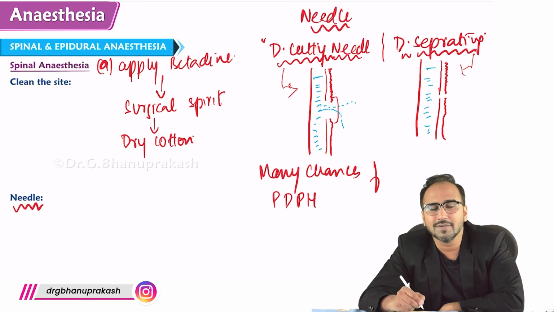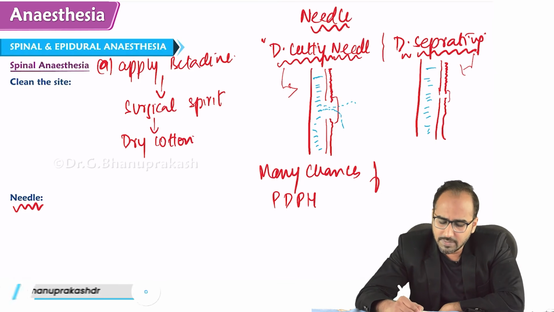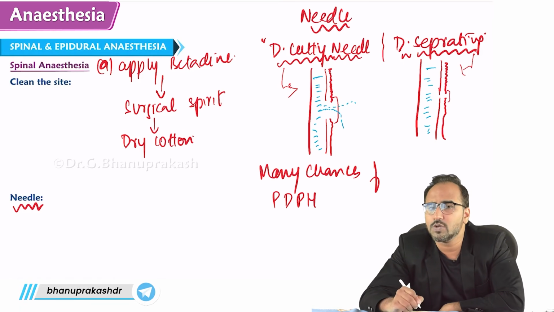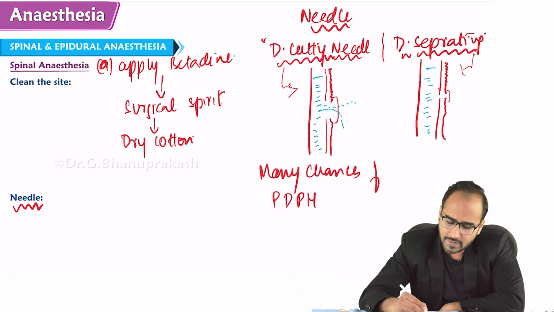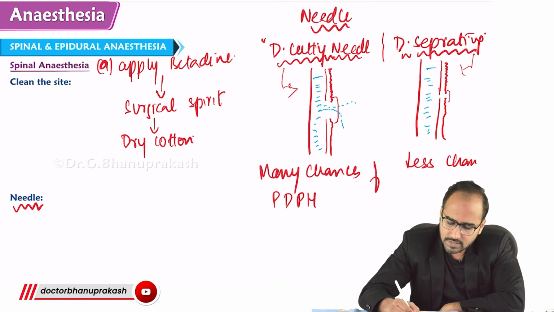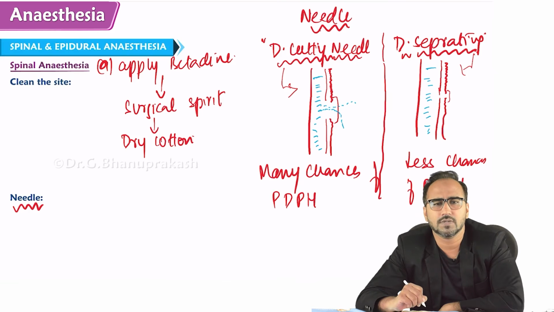But if you are using dura separating needle, just look over here, guys. How's the damage to the dura? It is very less. If the damage to the dura is less, it will heal easily also, and there will be no leak of CSF. Hence, the chances of patient developing PDPH are very less. So guys, if you use dura separating needle, there will be less chances of PDPH. So the choice is in front of you.